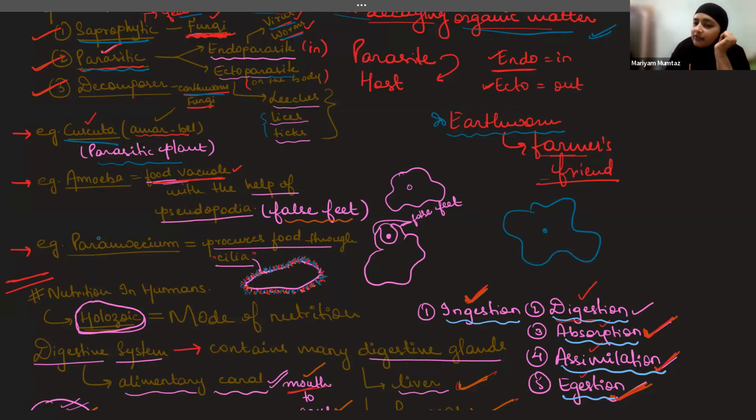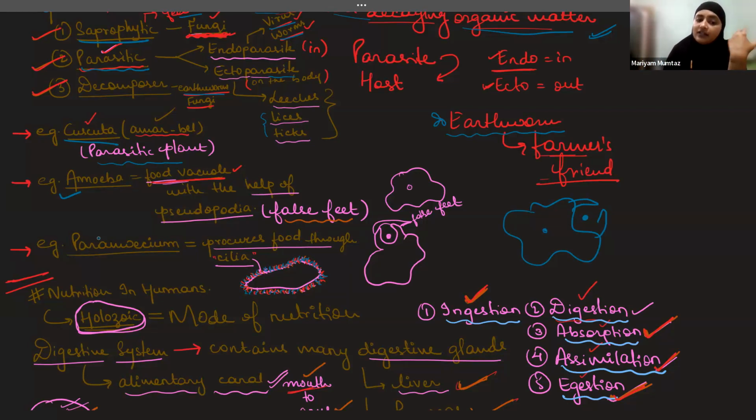Now whenever a food particle is near, what it does is it draws out its false feet like this, and it sort of draws it like this and takes the food inside, makes a food vacuole. So this is how amoeba procures its nutrition. Again, it's not making its own food, so this is also heterotrophic.